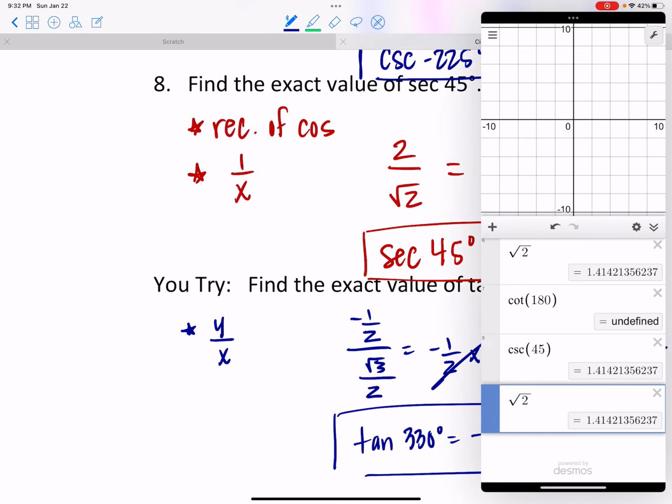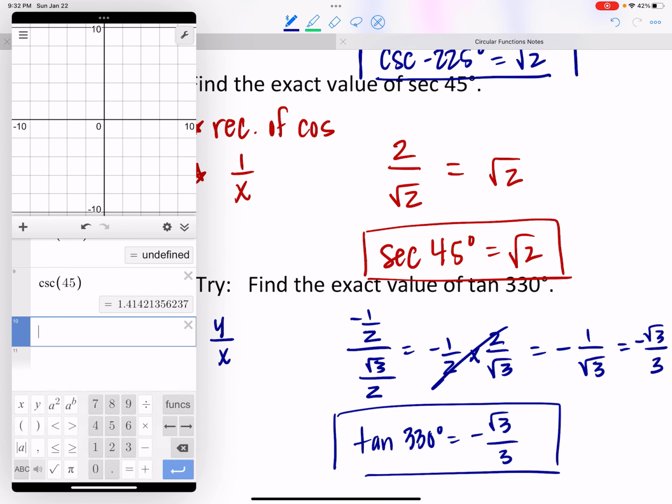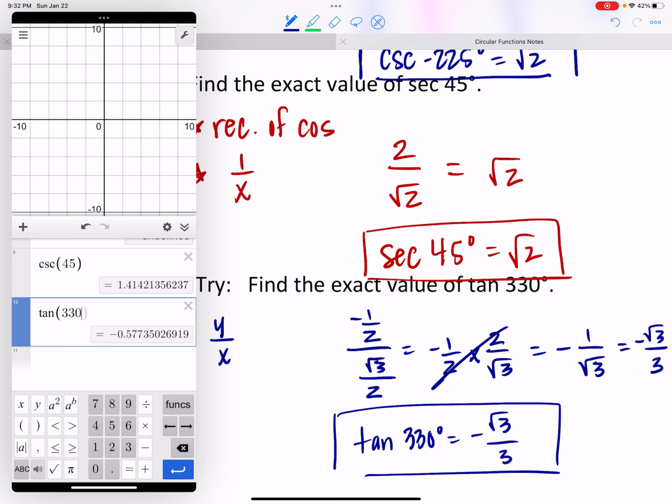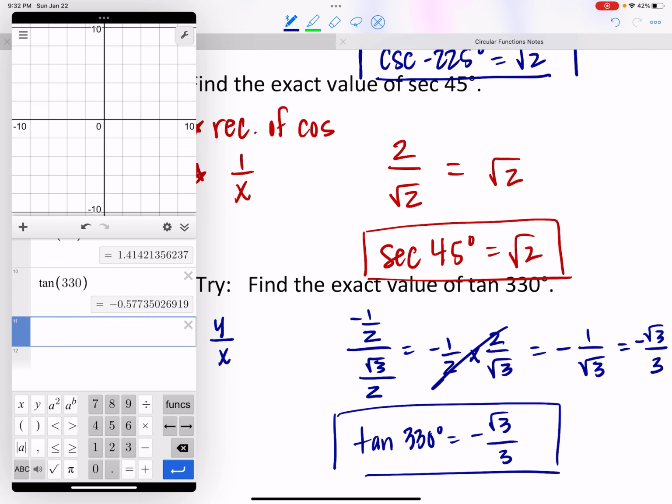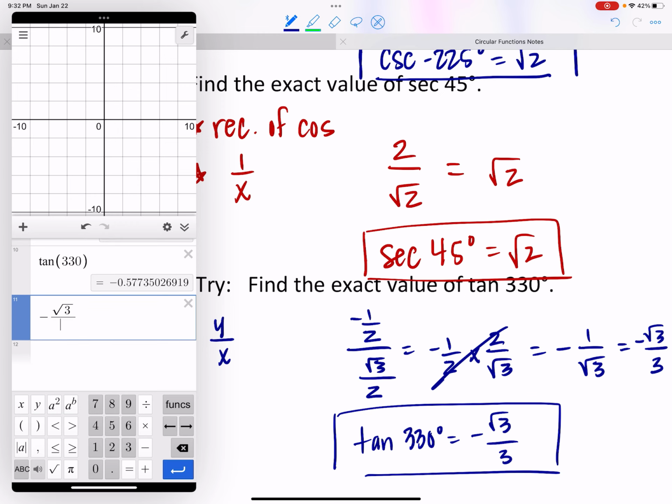And for good measure, let's go ahead and use the calculator to verify. Hey calculator, what is the tangent for 330? And let's make sure negative square root of 3 divided by 3 is the same. And there you go. So verified.